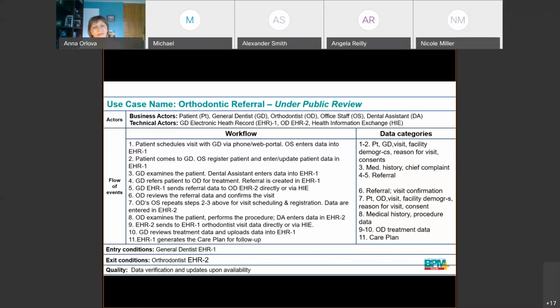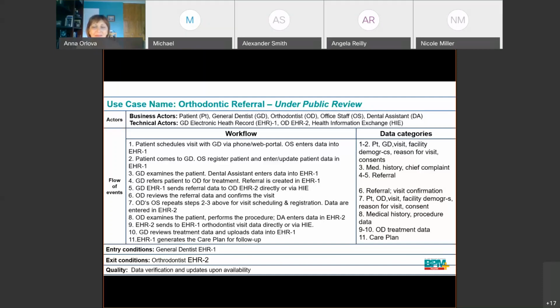So the critical step here would be step 4, where the general dentist refers the patient, and then the referral is created in that first EHR system. So now, the conceptual goal is to have the orthodontist see that referral reflected in their EHR system so that they can then add their information, and then the information is in one place. So it's, as I said, a cohesive transfer of data that's accurate, and we can see it and access it.